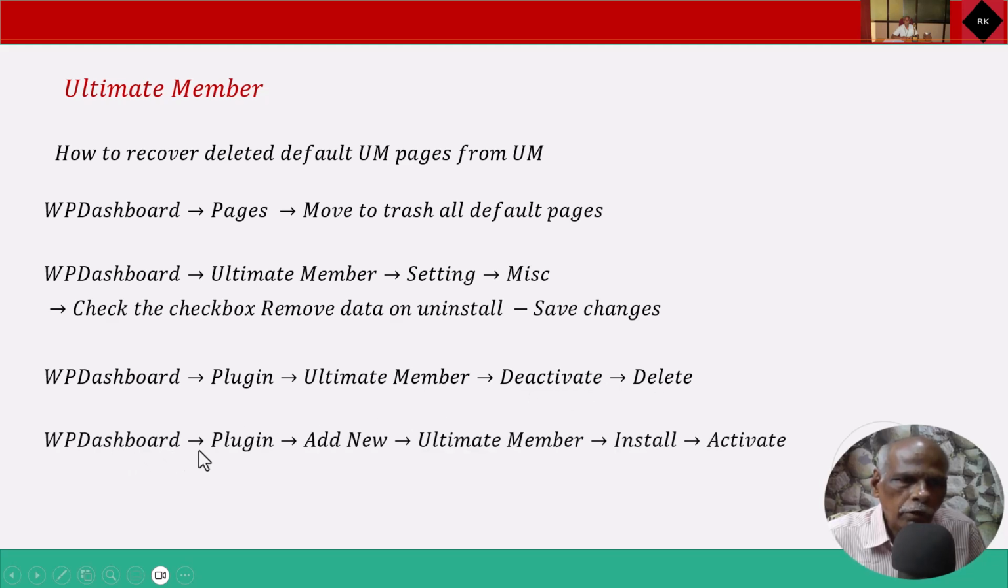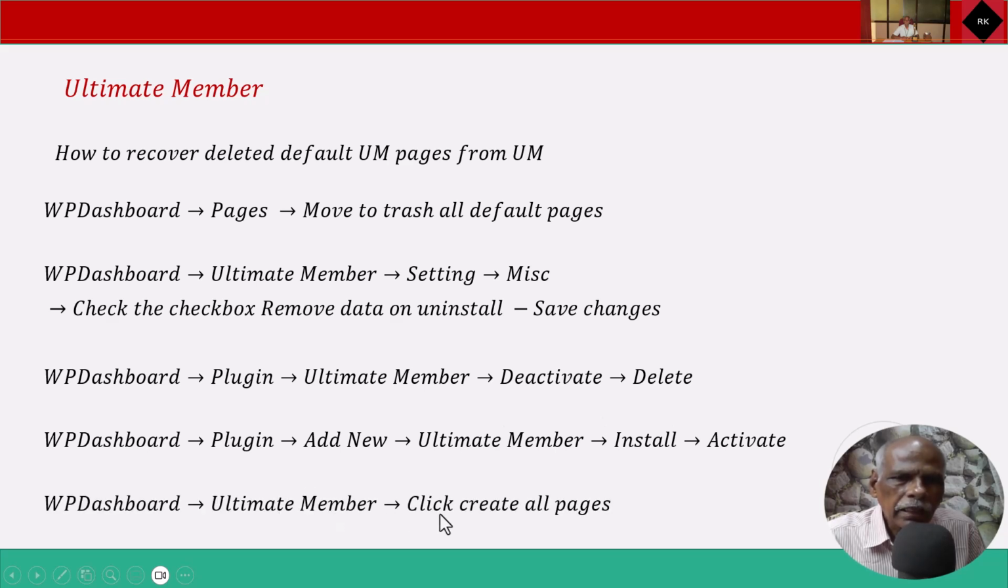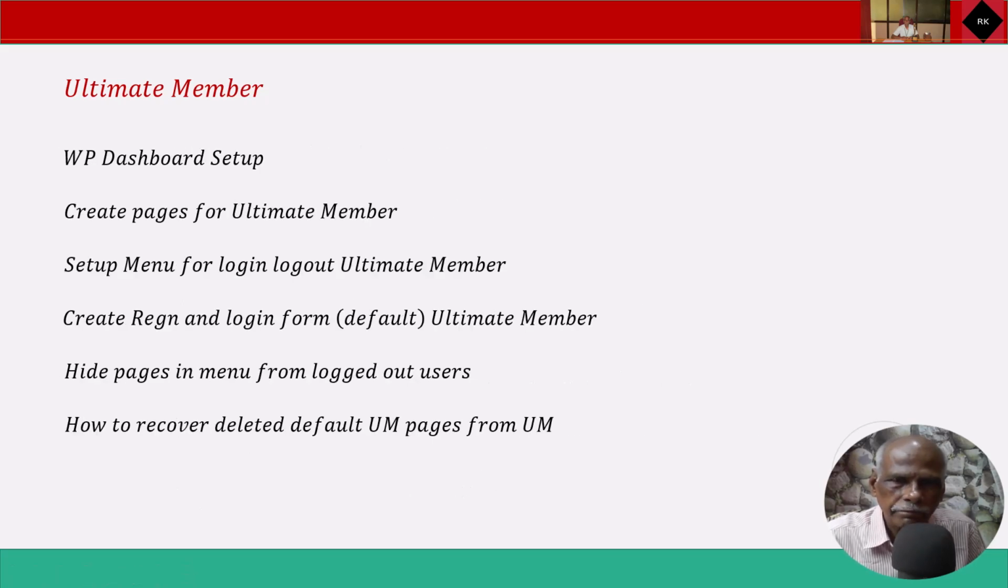Then WP dashboard, plugin, add new, select the Ultimate Member, install and activate. Now go to again plugin, Ultimate Member, click create all pages. It will be creating all the pages. And that completes the Ultimate Member guide.